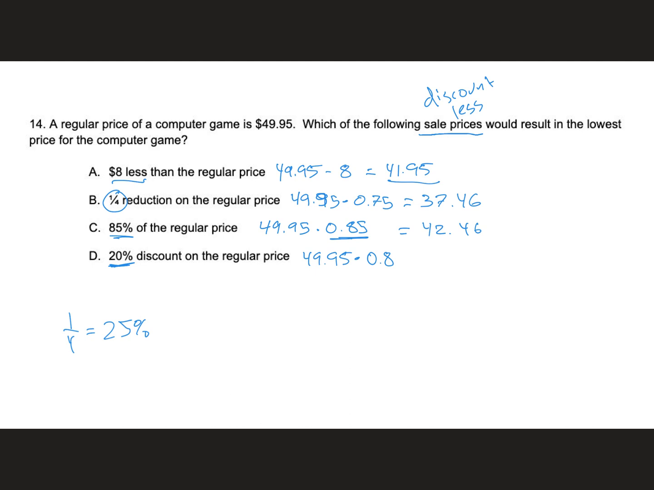20% is that. So $49.95 times 0.8 equals $39.96. So which one is the cheapest? It's this one, $37.46.